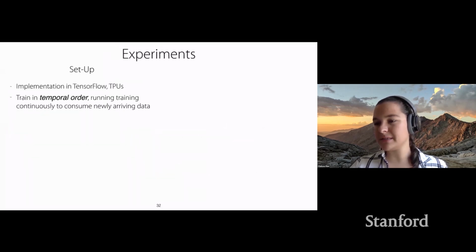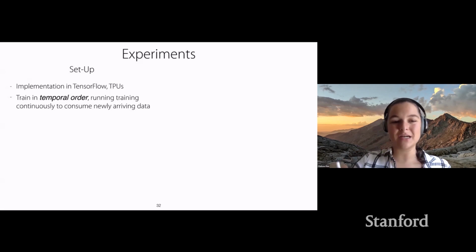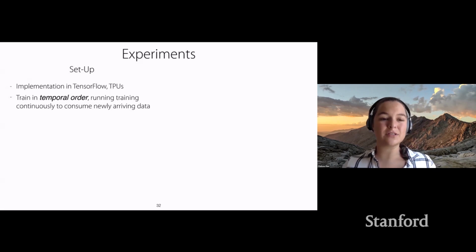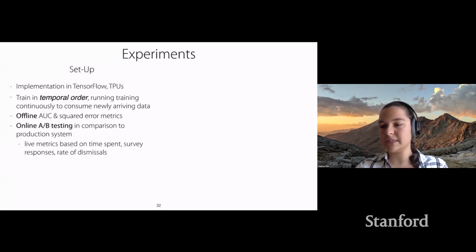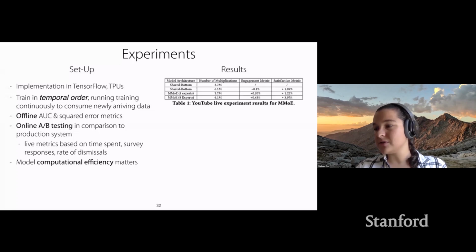And then in their experiments, they implemented this with TensorFlow on TPUs. They trained the models in temporal order as they got data. It turns out that you have a lot of data on YouTube, and so they were basically running training continuously to consume all of the newly arrived data. And then they looked at offline metrics such as area under the curve and squared error metrics. They also did online A/B testing in comparison with the production system with live metrics, and in this setting, computational efficiency matters a lot.